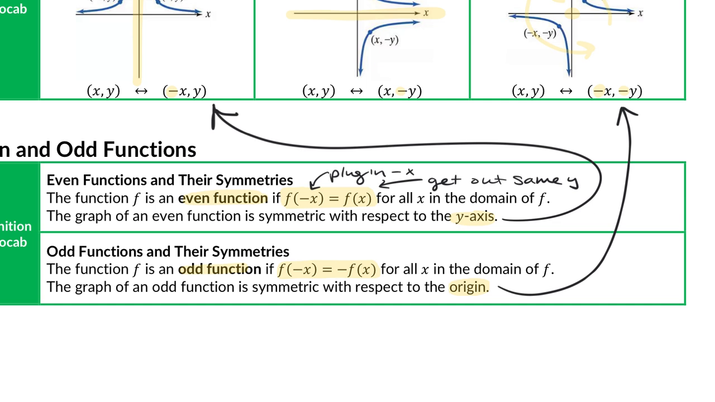So here's how I remember this. Odd, opposite, origin. That's so nice. Look at that. Odd, opposite, origin. The three O's go together. An odd function is symmetric about the origin and it returns the opposite output value.